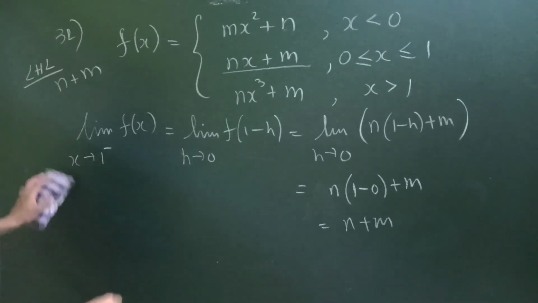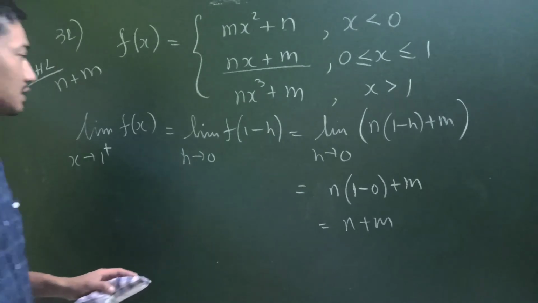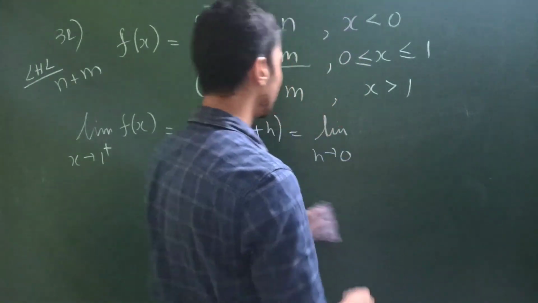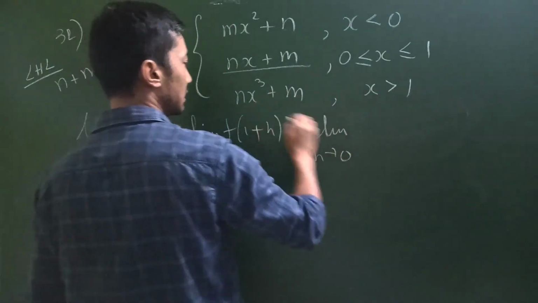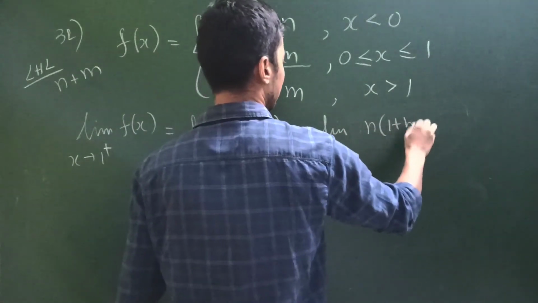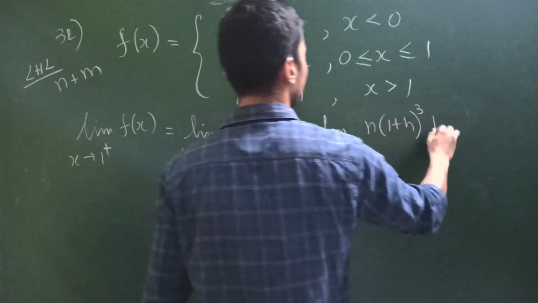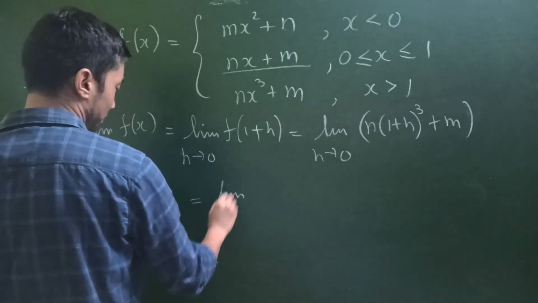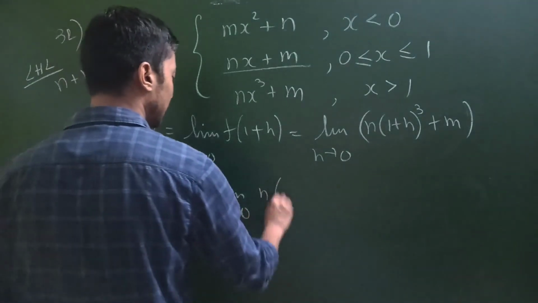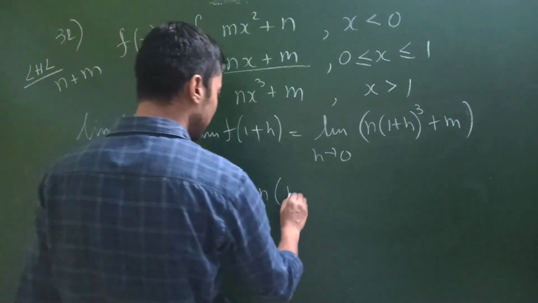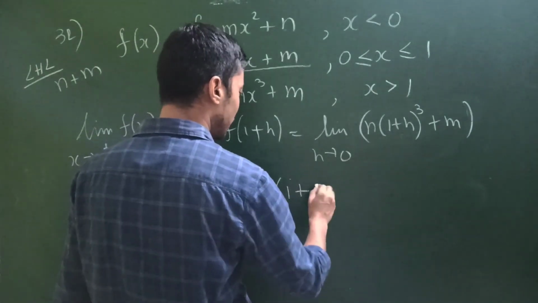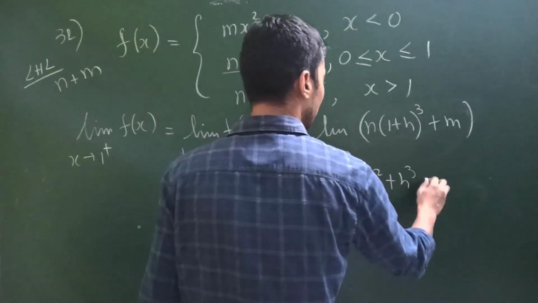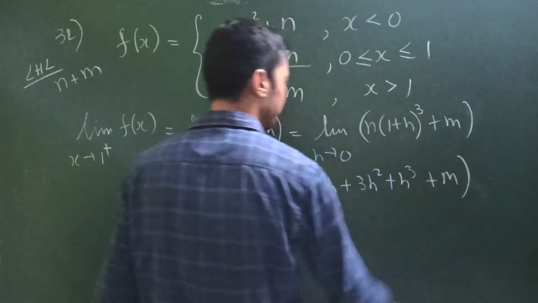Let's go for the right hand limit. Now the right hand limit, that is approaching 1 from the right hand side, that is 1 plus h, slightly greater than 1. So definitely our function changes, greater than 1, that is n into x, our variable is 1 plus h, cube, plus m. Maybe we'll have to expand. That's always better to simplify. So that is n, a plus b whole cube formula, that is a cube plus 3a square b plus 3ab square plus b cube, plus m.